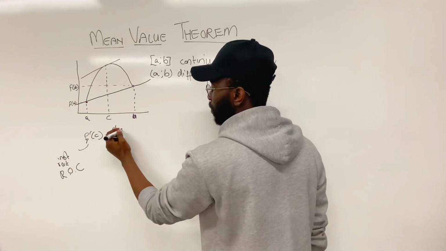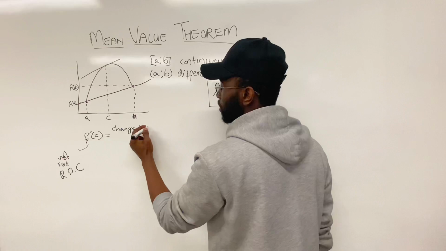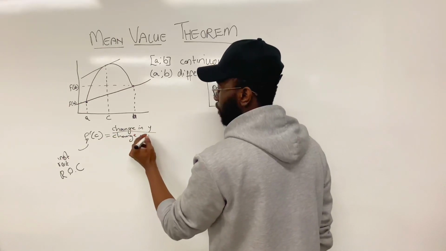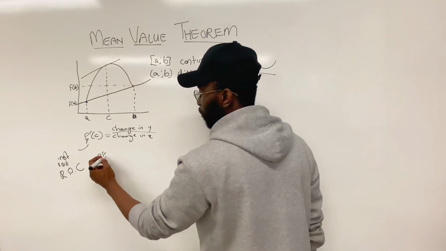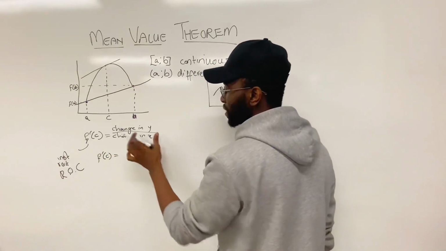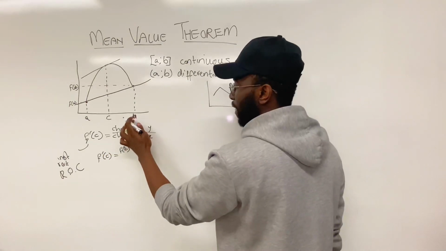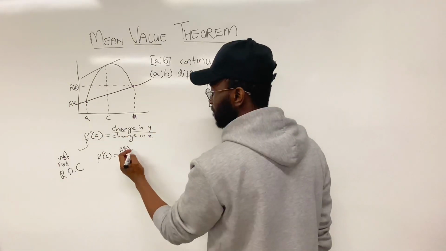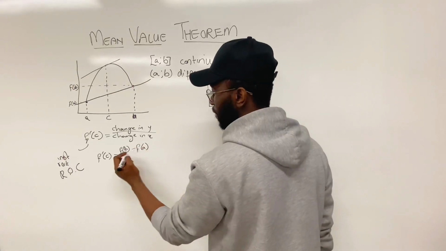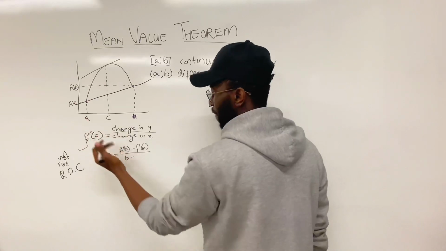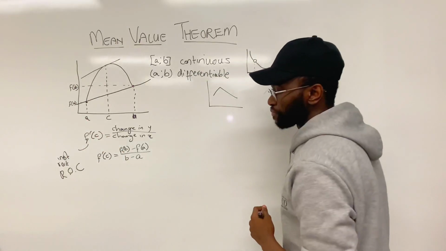Meaning that we are looking for the change in Y and the change in X. And how do we find those? By saying what's the change in Y. That will give us the Y value at B minus the Y value at A over the X value at B minus the X value at A.